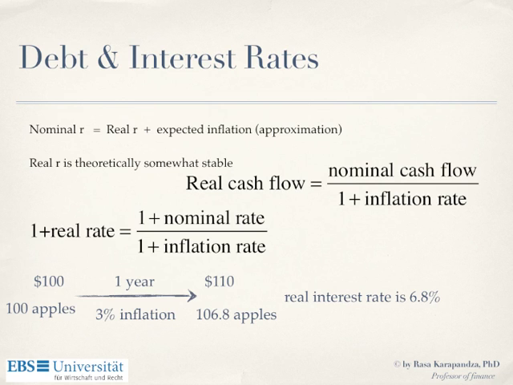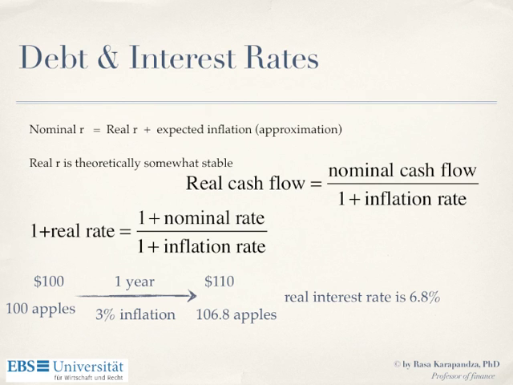After 1 year, you get $110. That means that in a sense, nominally, you have earned 10%. But in real terms, how much more stuff you can buy: 6.8% more stuff. You can buy 6.8% more apples. This is all you need.